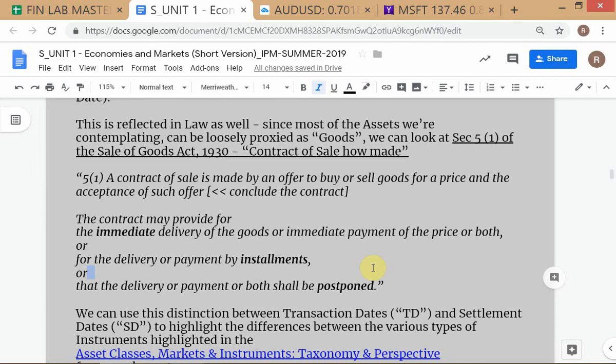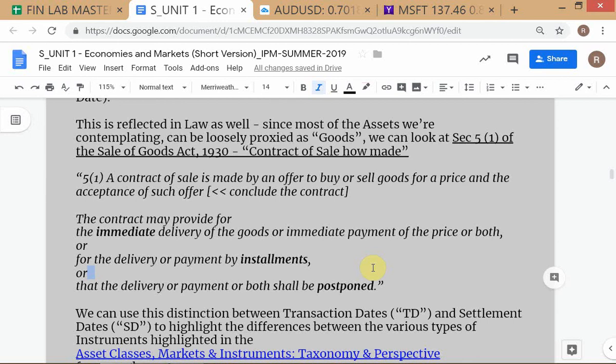So if the exchange of assets happens on the same day, if it's immediate exchange following the contract, then we say that the transaction date and the settlement date are the same. Are you following? See, we have defined transaction date as the date on which you enter into the contract. And what is the contract? It's a financial market contract, so it's a contract to exchange assets. That defines the day on which you enter into the contract to exchange assets is your transaction date. Then you have a settlement date, which is the date on which the actual exchange of assets will take place.